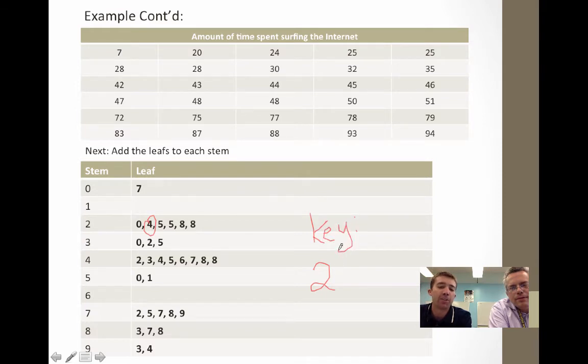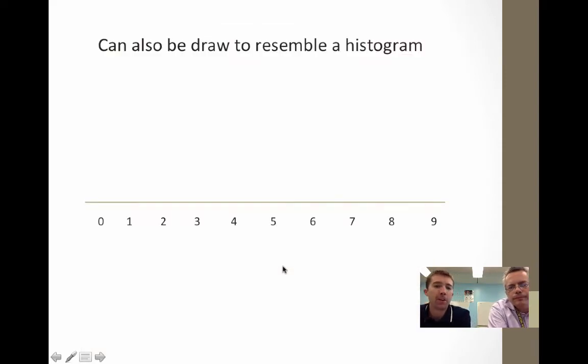Okay, so we have a 2, then we make a vertical line representing the split between the stem and the leaf. So here's our stem, here's our leaf. We know that equals 24. Sometimes the stem might be the hundreds digit and the leaf the tens digit, so this could have easily been 240 or something else. So the key tells us. The key is important. Another way we can resemble is we can flip it so it can kind of look like a histogram.